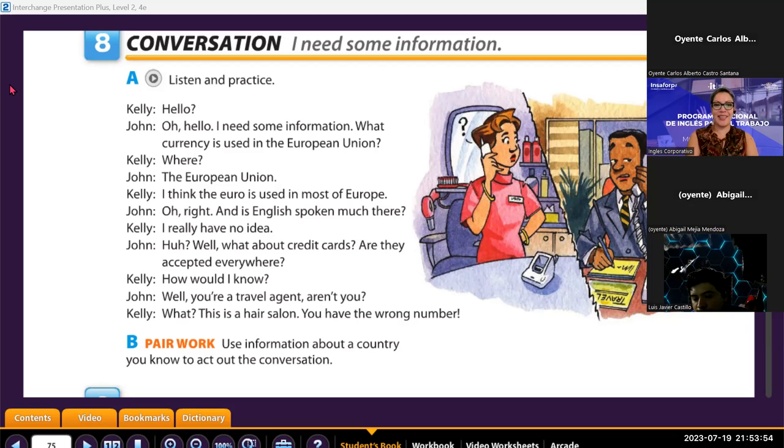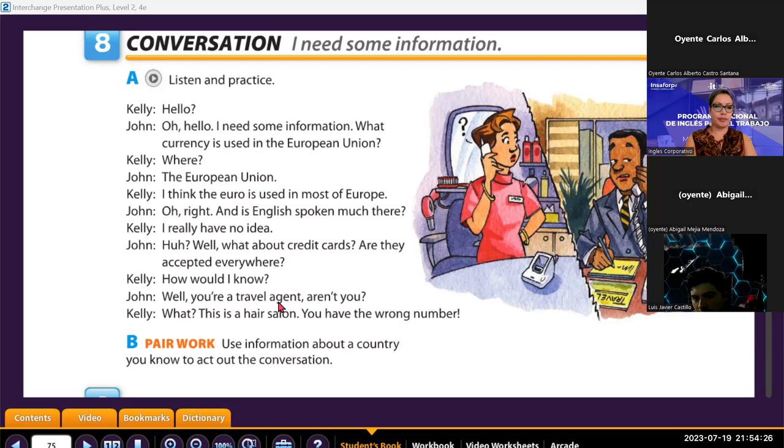Okay, pretty good. Pretty good. Yes, I know. The vocabulary here is very friendly. Es bastante amigable el vocabulario. Lo hicieron muy bien. That's the European, the euro, and Europe, agent, travel agent. Mm-hmm. Now you can change. Luis, you can start.